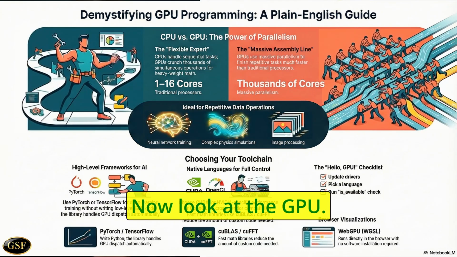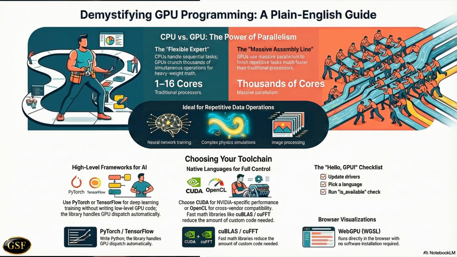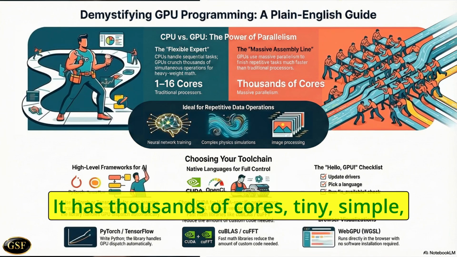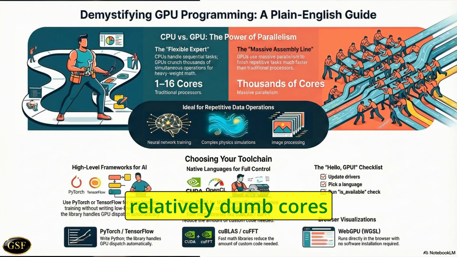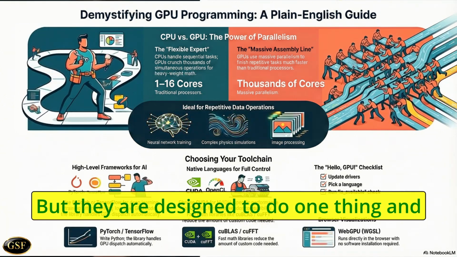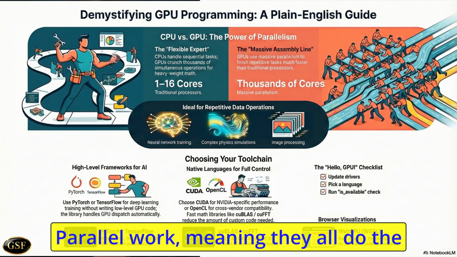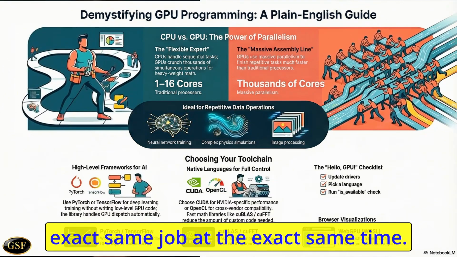Now, look at the GPU. Yeah. The GPU isn't a craftsman, it's an army of ants. It has thousands of cores, tiny, simple, relatively dumb cores compared to a CPU core. Thousands. But they are designed to do one thing and one thing only: parallel work. Parallel work, meaning they all do the exact same job at the exact same time.